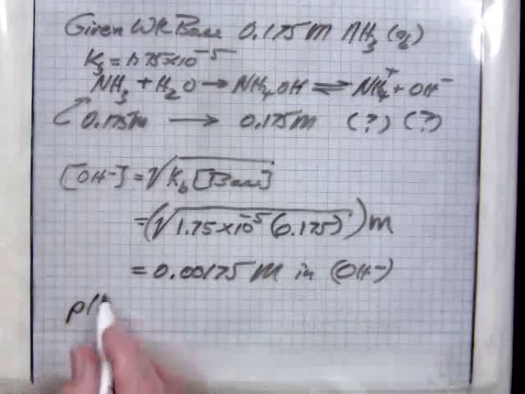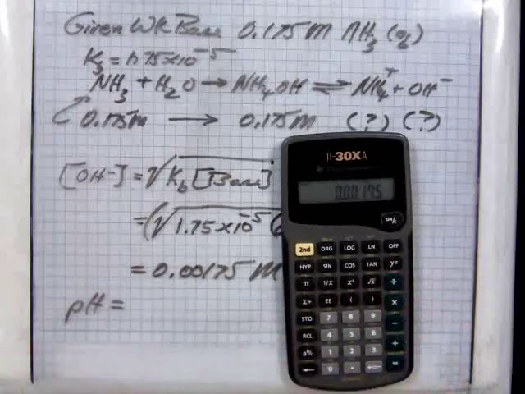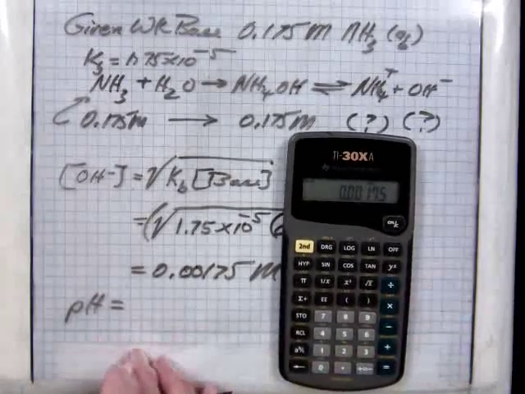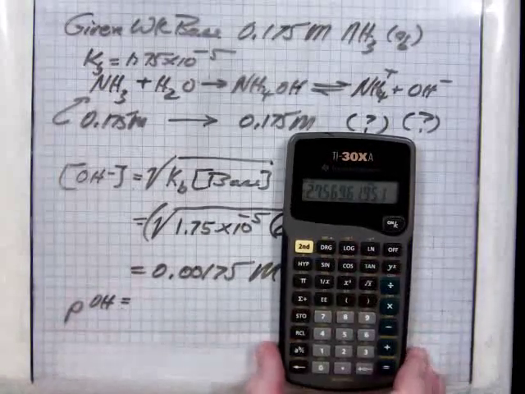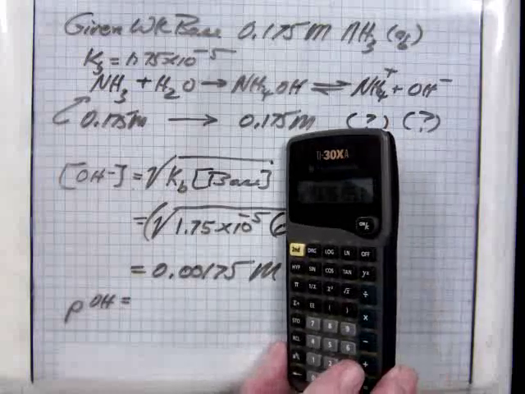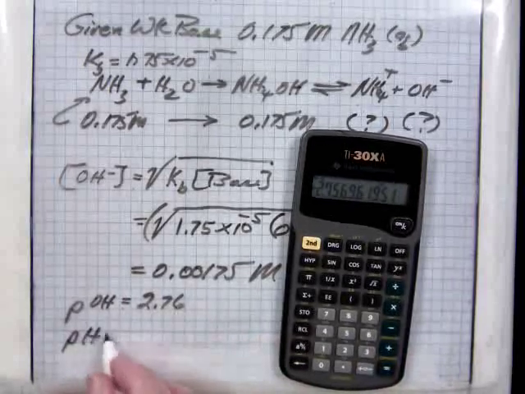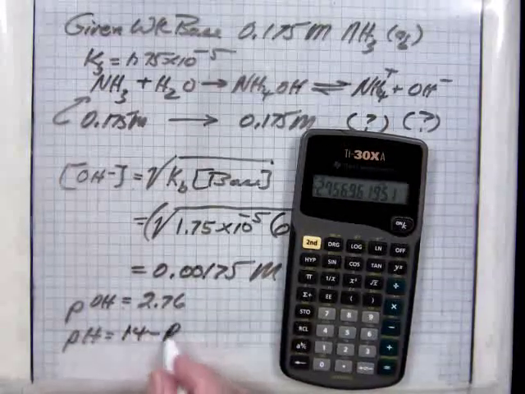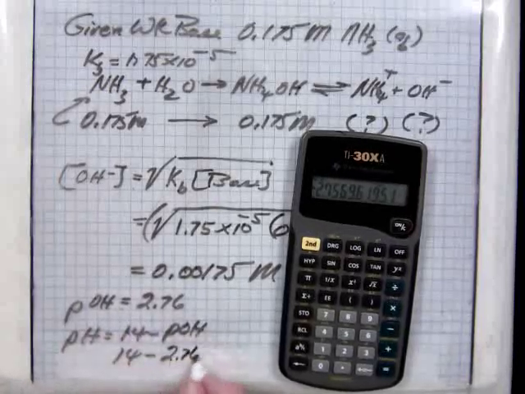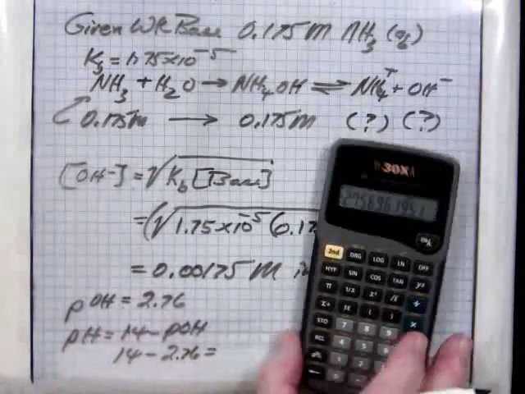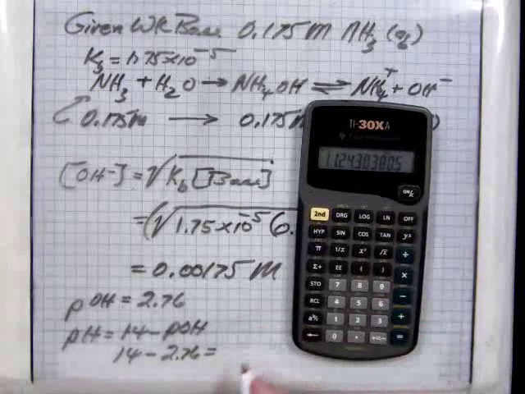So we can just punch the log button. See, I'm already at, have that in my calculator. So if I want the pOH, I just hit the log button and remember that it is going to convert to positive, and this is 2.76. And then if I want the pH now, it's 14 minus pOH, 14 minus 2.76, and so I will just simply add 1/4 to that, and I get 11.24.